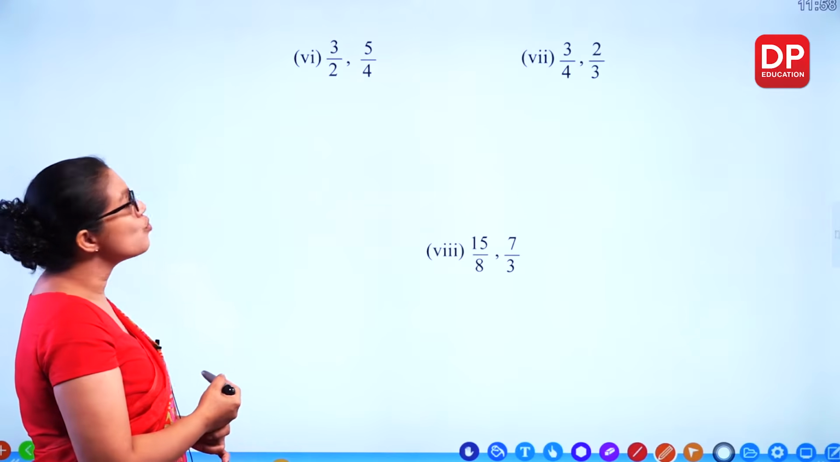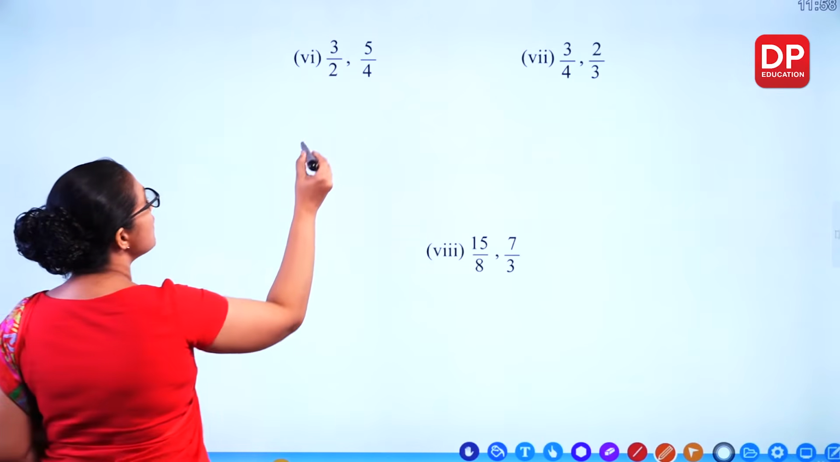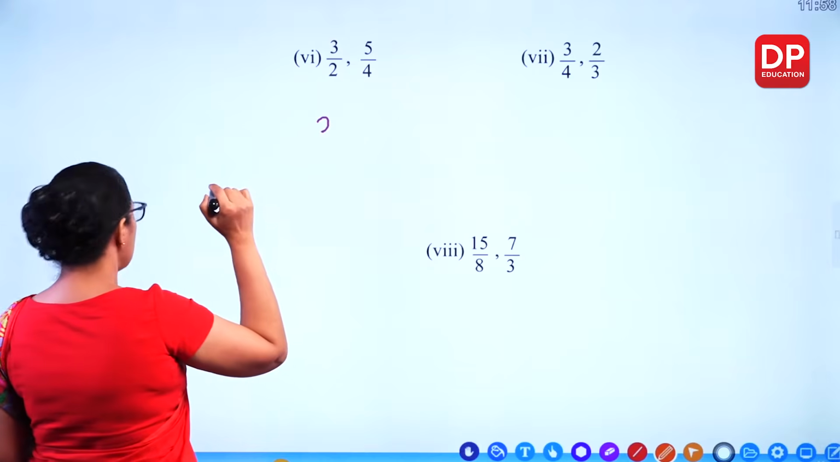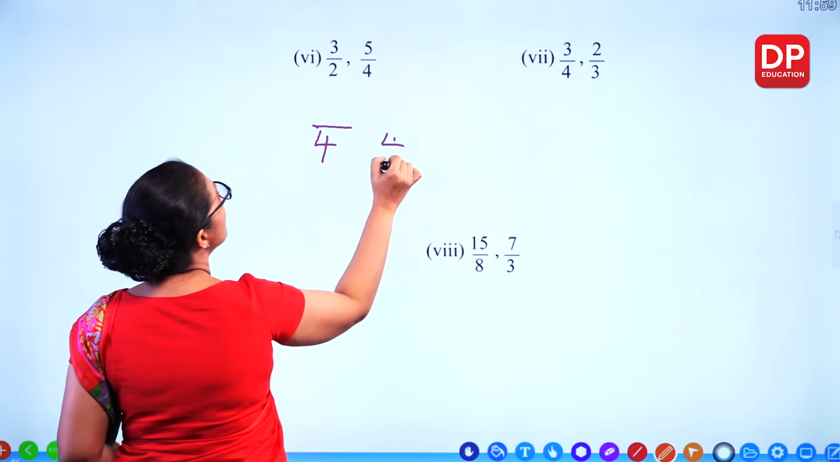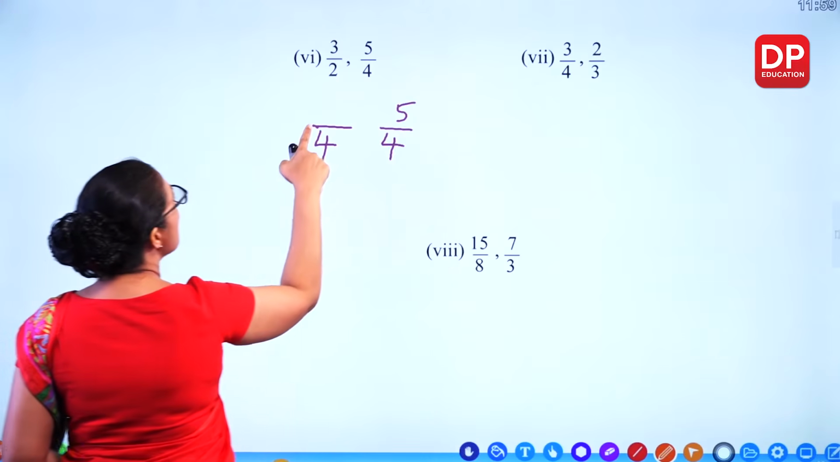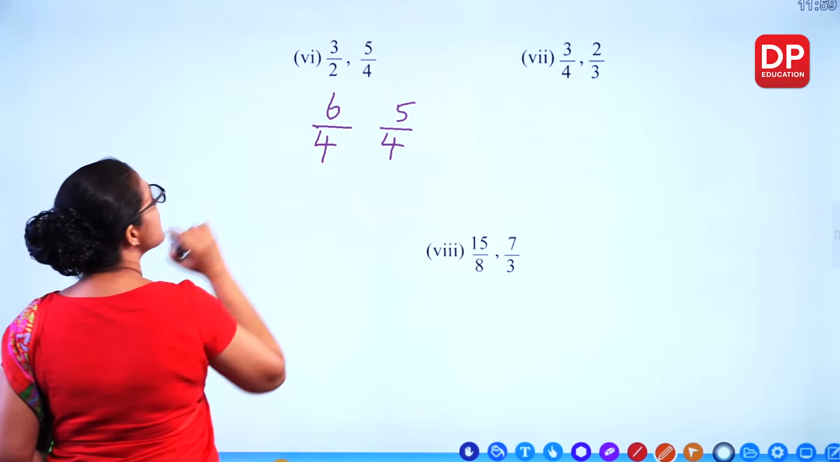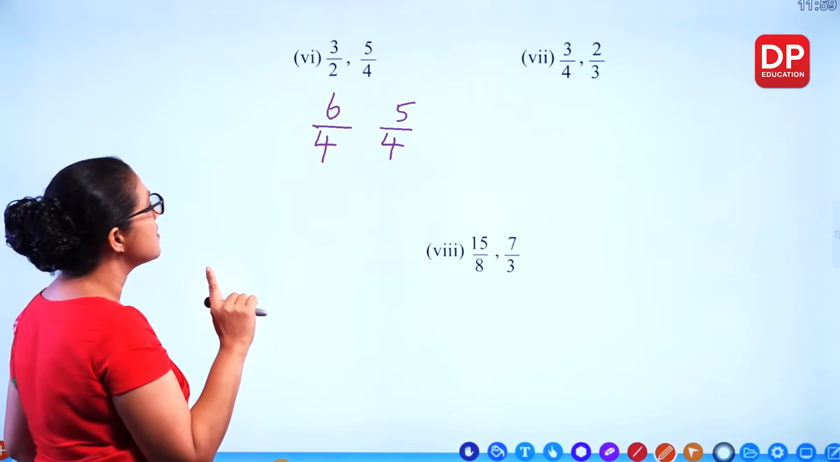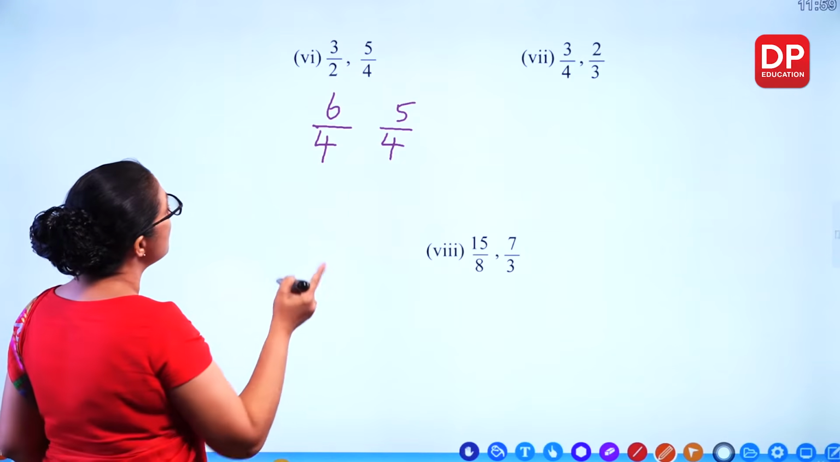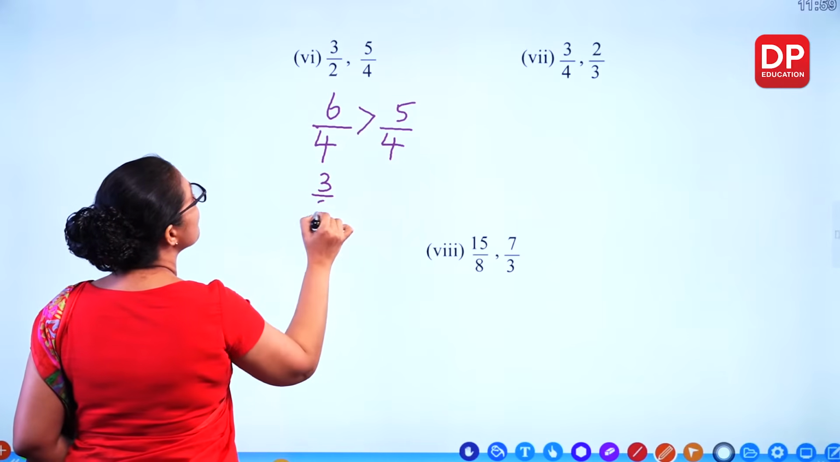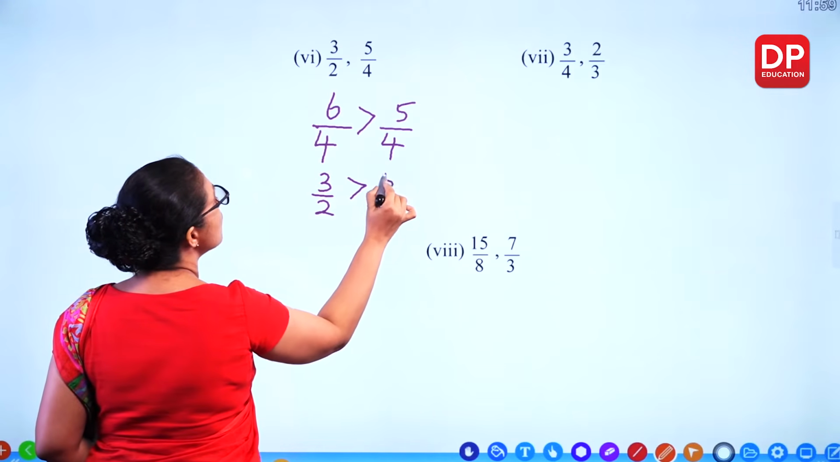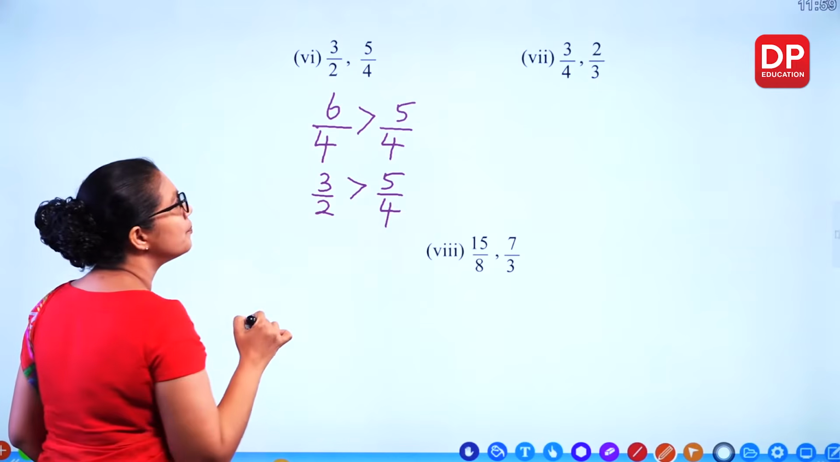These 2 fractions, 2 and 4. So you have to convert to the same denominator. We'll convert this one to 4. Here 4 over 5, multiply by 2. 2 times 3, 6. Now you can compare. 6 is more than 5. So you can write 3 over 2 is greater than 5 over 4.